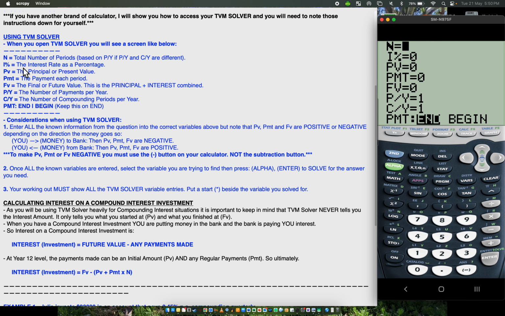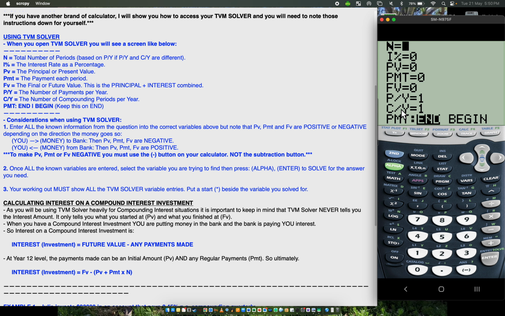So what does N stand for? It is the total number of periods. Now this is based on P/Y, it's based on whatever this number is. So when you find out what P/Y is, which is the number of payments, well, N will represent the number of payments in total. It's only going to be based on P/Y if these two are different. In SAYS, these should remain the same, but in real life, they don't need to remain the same.